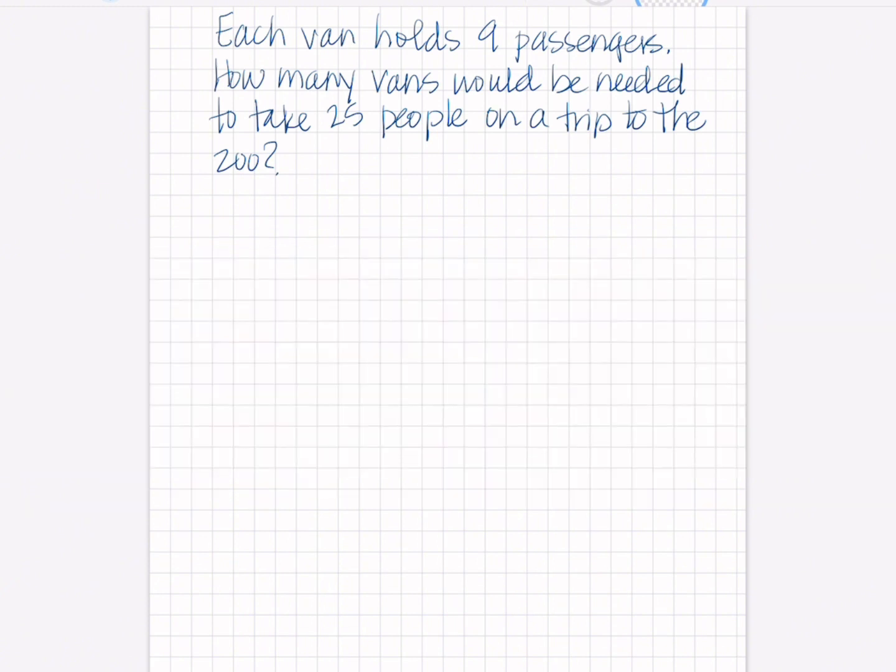So here is the question. Each van holds 9 passengers. How many vans would be needed to take 25 people on a trip to the zoo?